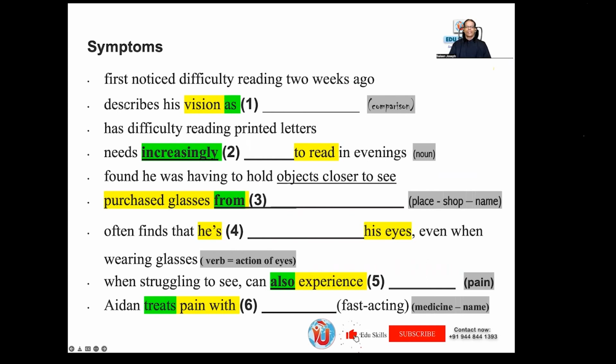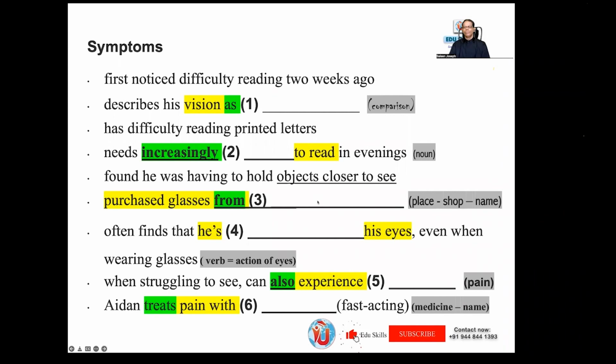Vision, as I told you, describes his vision as, describes vision as. And this will be there even in the second segment, even in the second extract, you will have almost the same. So there is a comparison with something. Okay, and needs increasingly. There will be a synonym or synonymous language used for these words. To read in evenings, increasingly, already you know.